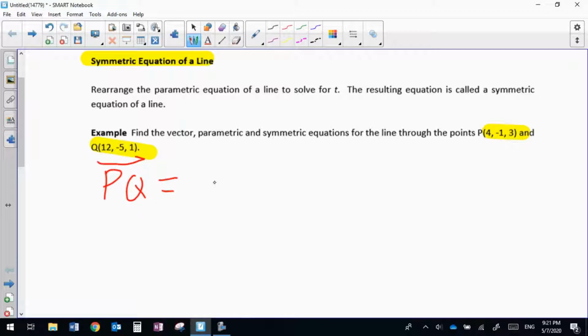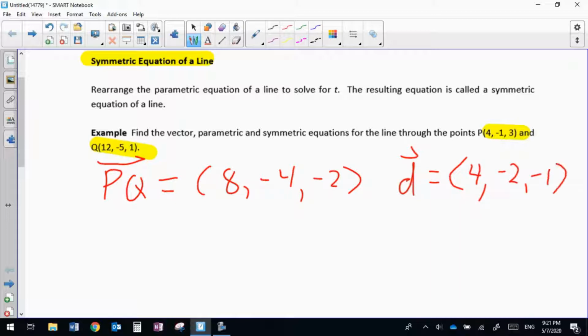Vector PQ is 12 minus 4, which is 8. Negative 5 take away negative 1 is negative 4. And 1 subtract 3 is negative 2. So there's PQ, of course a good direction vector to use. We can use smaller direction numbers by dividing by 2 or negative 2. It doesn't matter which. Divide by 2, I get 4, negative 2 and negative 1. So there's my direction vector.